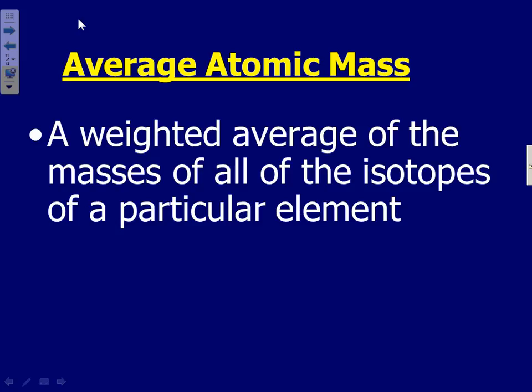Now, you might say, well, that's easy, Mr. Sanders. The average of 12 and 14 is 13. That's the average mass. And that's true. That's the average of the two numbers, but it wouldn't be a weighted average. If I take a look at the actual weighted average atomic mass, which is what's found on the periodic table, I have 12.011. So it's really close to 12. Let me explain to you what a weighted average is.